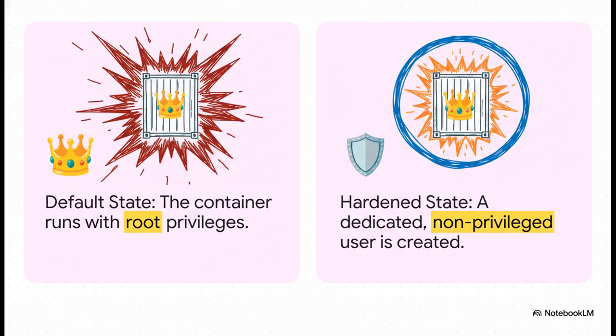And the fix is actually pretty simple, which is great. On the left, that's the before, the default dangerous way. But on the right, you can see the after. We just add a couple of lines to our Dockerfile. We create a special user just for our app, a user with way fewer permissions. It's a small change in code, but it's a huge change for security. It shrinks that blast radius right down.